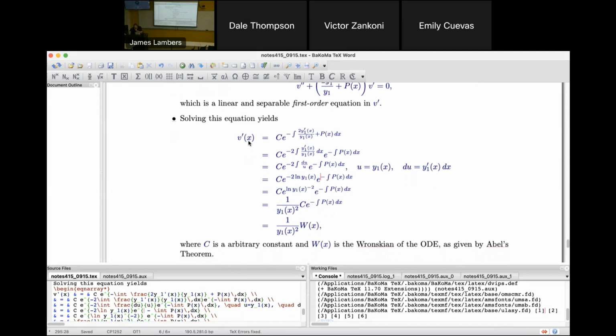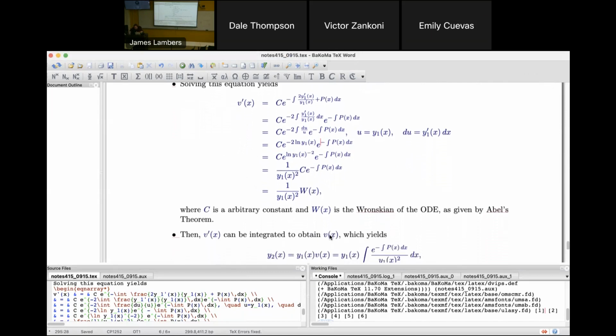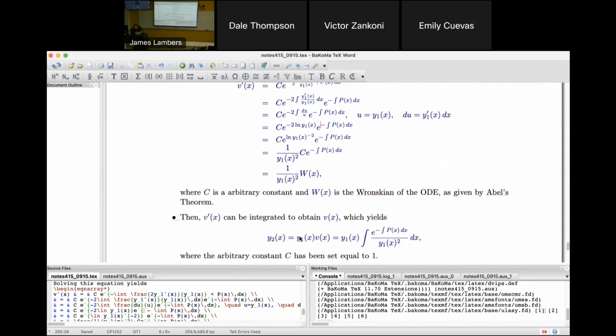So now I have this formula for v prime. And to get v, which helps me complete my second solution, I just have to integrate both sides of this equation. And then if I multiply by y1, that completes the definition of y2.